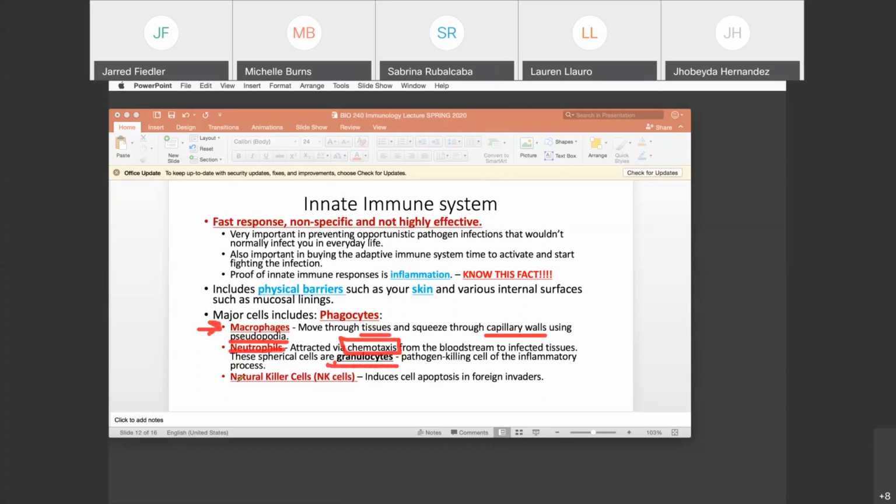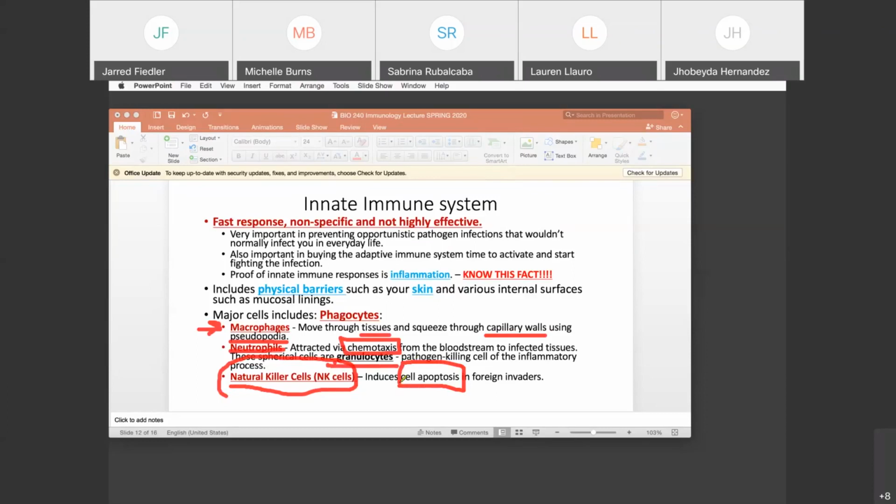Now, last but not least, you have your natural killer cells. Now, natural killer cells are going to work in a very similar fashion to your cytotoxic T cells, which are part of your adaptive immune system. Now, the reason why they're similar is because they both kill foreign invaders by inducing cell apoptosis. Okay. Now, cell apoptosis is programmed cell death, for those of you who don't know.